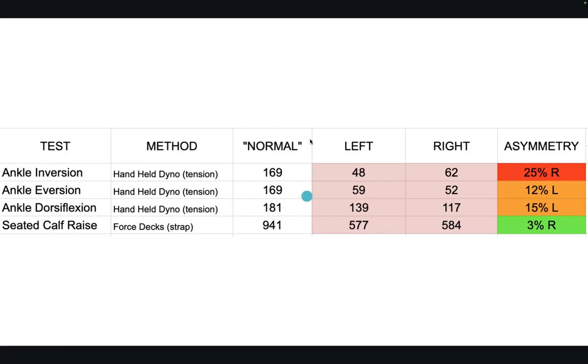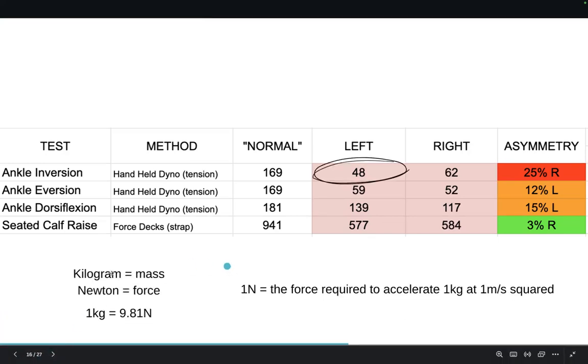Yep. So in this instance, I was talking about these normal values, which were from the AXIT poster we have on the wall of all those values. And this is all measured in newtons. Newtons is basically a measure of force, whereas kilograms is a measure of mass. 1 kilogram is 9.81 newtons. The main thing you have to understand there is, kilogram is mass, newton is force. A newton is actually a measurement of how much force is required to accelerate a mass.